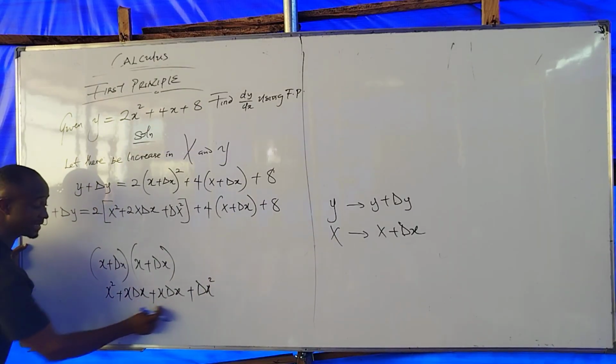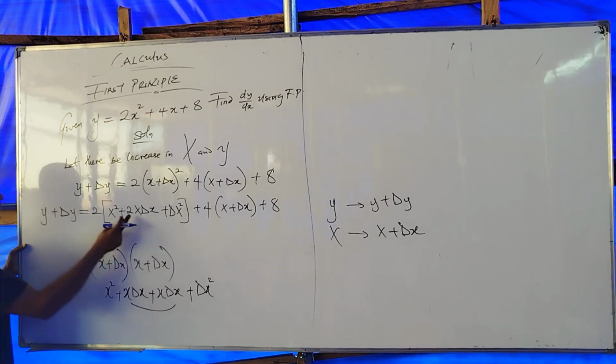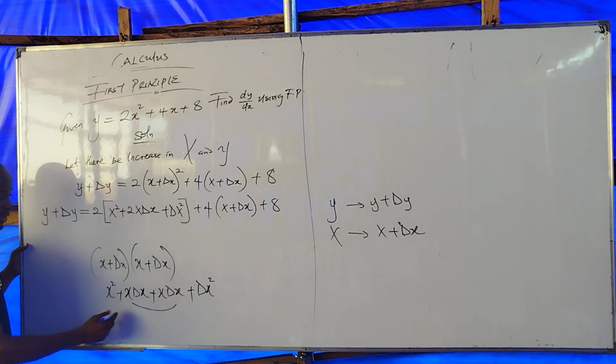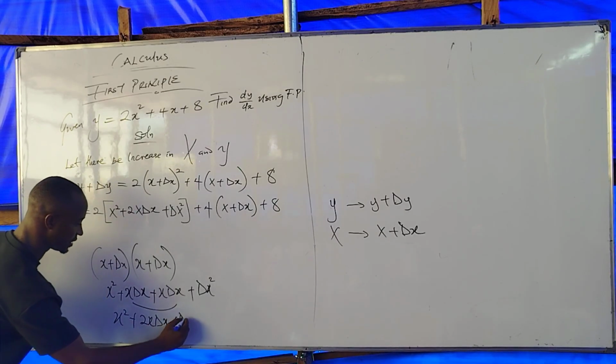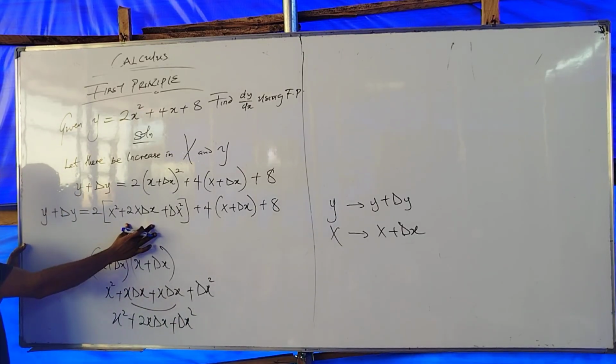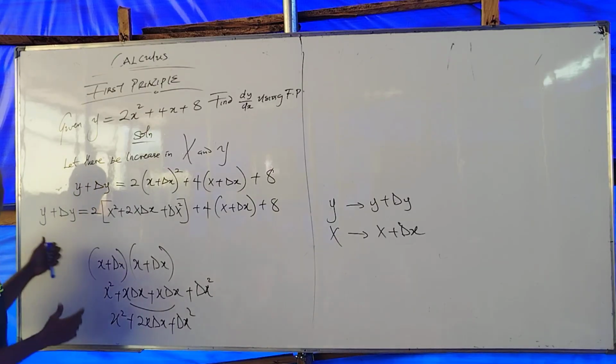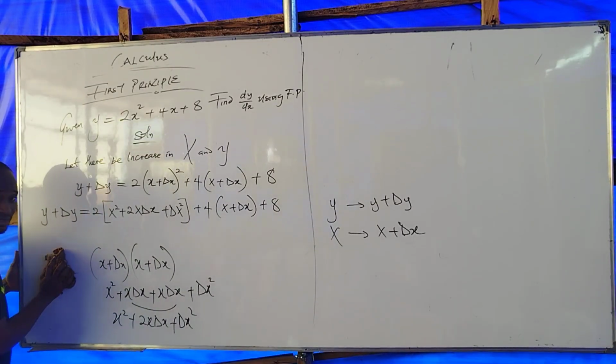So these two are like terms. When you add up, what we have is 2x delta x. So we have x squared plus 2x delta x plus delta x squared. Which is this. Do you understand this now? Can we proceed further? So can I clean here? Of course, you know what to do, right?